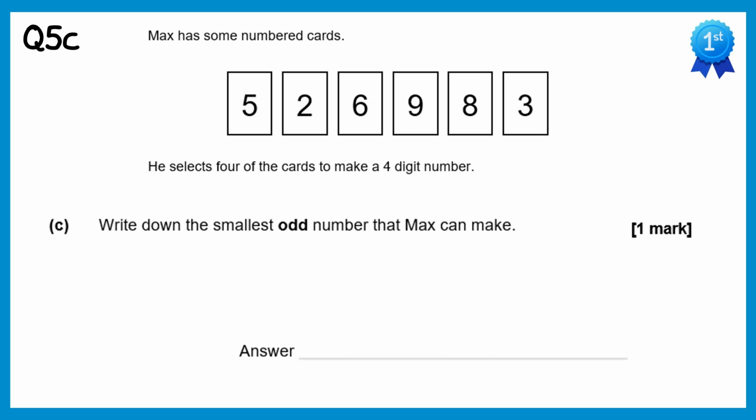This time we want the smallest odd number. If it's an odd number, it must end in 5, 9 or 3. Now this time we want the smallest number, and you can see that 3 and 5 are quite small compared to the rest of our numbers here, so we're going to leave the 9 at the end. Now we start with the smallest number possible, that's 2, then 3, then 5. So the smallest possible number that's odd is 2, 3, 5, 9.